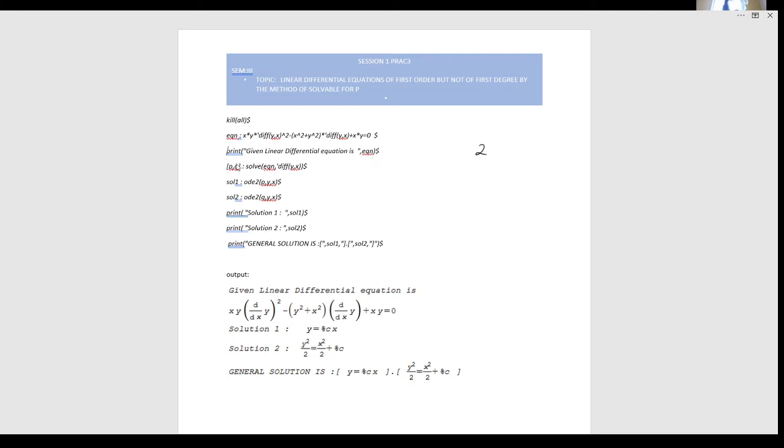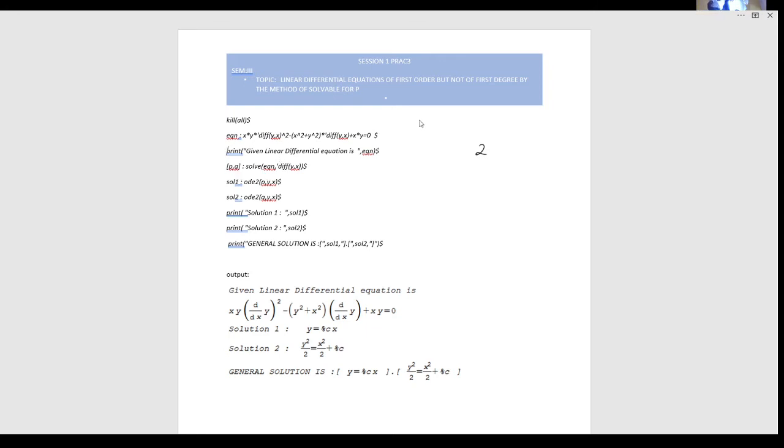Next, look here, on solving this using the method of solvable for P, we have two solutions. Those two solutions I have taken as P and Q, and the combination of them, the product of those two functions, gives the general solution. So we have P comma Q. Here solve EQN comma dy by dx, that is, solve the equation for the derivative of y with respect to x.